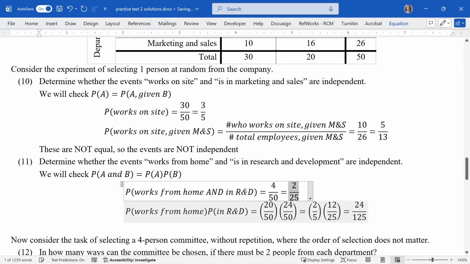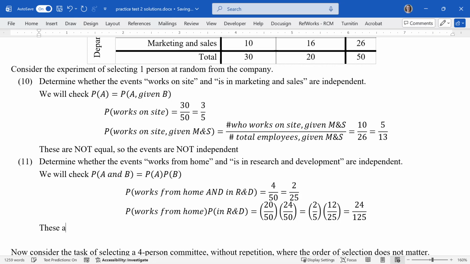You could throw these in a calculator if you're not sure whether they're the same or not, but I'm convinced they're not the same. Okay, not equal, so the events are not independent.